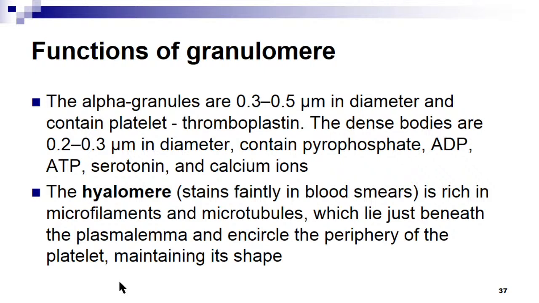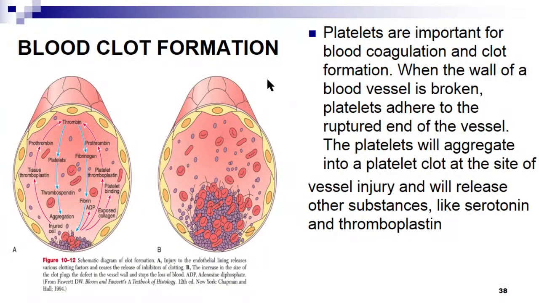What about hyalomere? Hyalomere stains faintly in the blood smear, is a rich area of microfilaments and microtubules which lie just beneath the plasmalemma and encircle the periphery of the platelet, maintaining its shape. Look at this one, it's the functions of blood clot formation, very fast. We just see a lot of factors of blood clot, and we do not study it in histology fully, you will study it in biochemistry, for example.